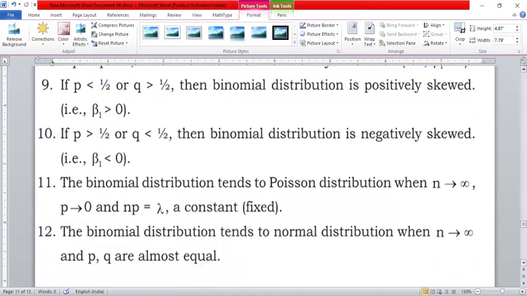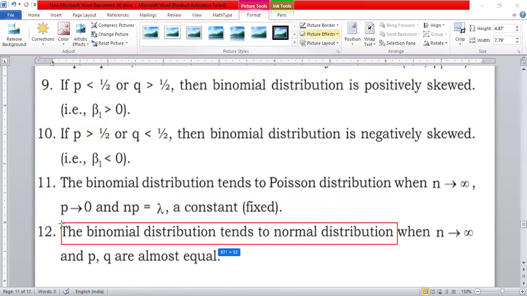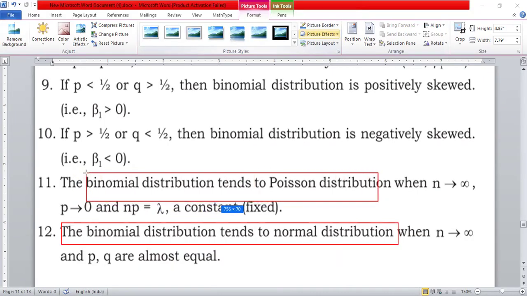And question number 12, the last one. This is also important. So what is the question? Under what condition does the binomial distribution tend to normal? There it tends to Poisson, here it tends to normal. Based on this, we have many questions.